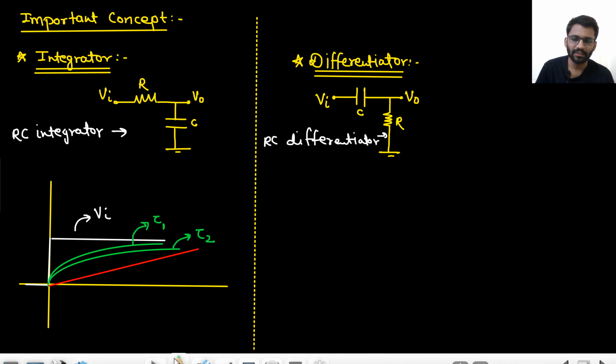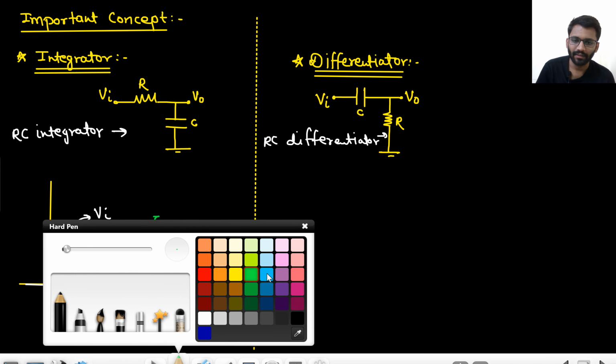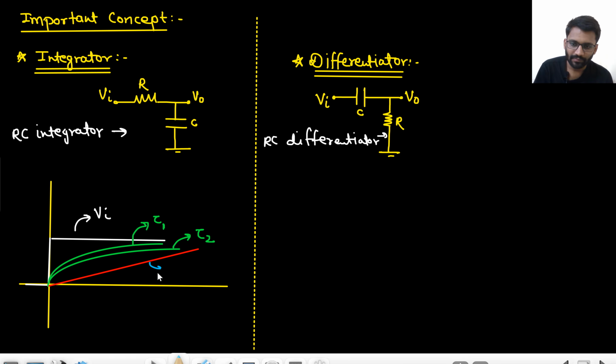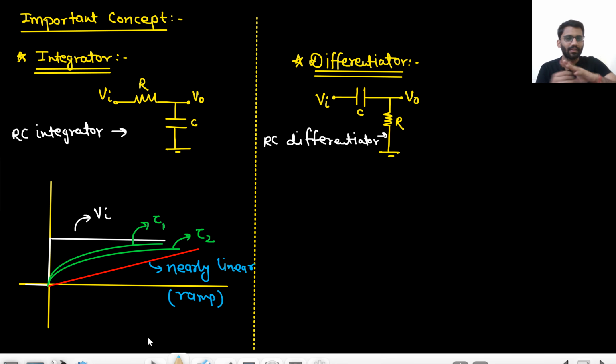So the response is nearly linear. That means ramp. Look, if I am increasing my time constant, at first the response was like this. Then I increase my time constant and the response becomes slower. Then I increase the time constant more, and the response becomes more linear, right?